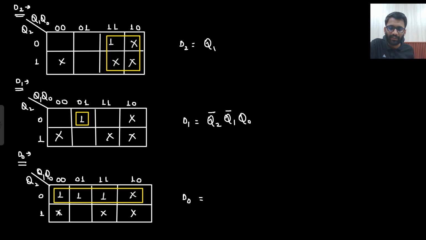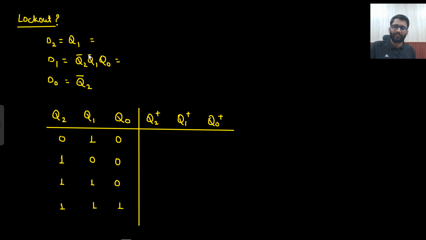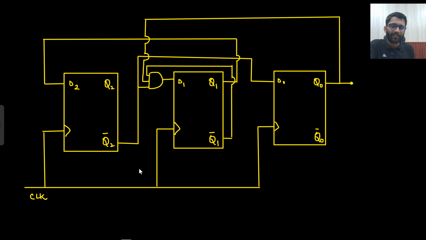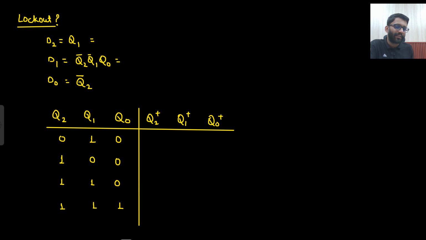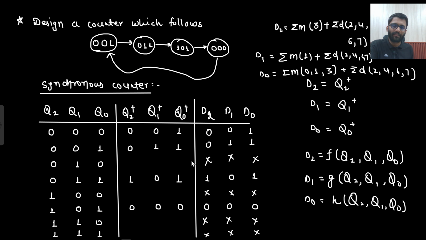So what about D0? D0 is Q2 bar only, right? D0 is Q2 bar. So this is your D2, D1 and D0. Okay. Now the thing is, you will design this particular circuit. This is the circuit, and here you will collect your output. This is your final output. Because what we wanted was this sequence 1 1 1 0, and this is what you are going to get: 1 1 1 0.